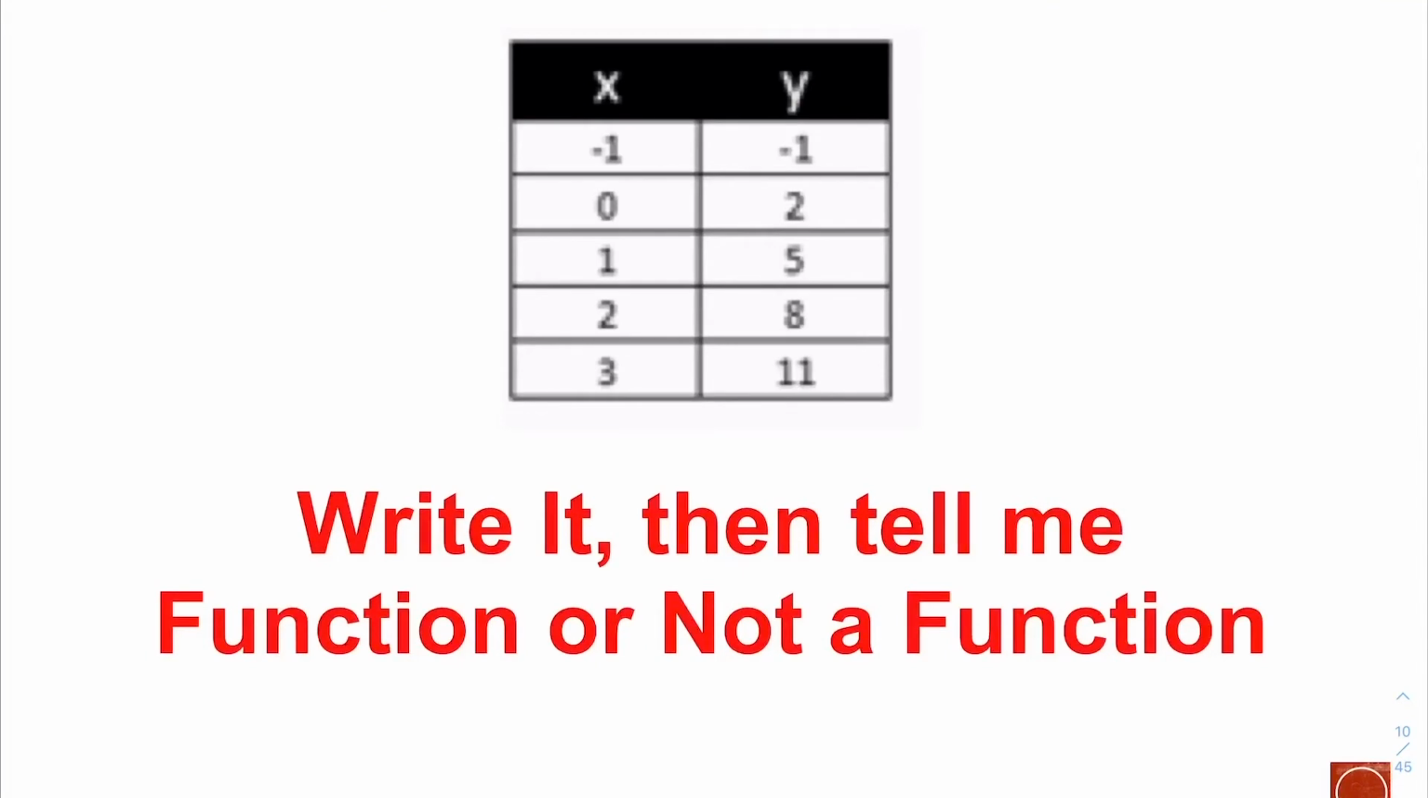Here's an example with a table. Remember, for the table, the easiest way is you draw a T, put your X and your Y, and then you write the numbers: -1 with -1, 0 with 2, 1 with 5, 2 with 8, 3 with 11. This is a function.